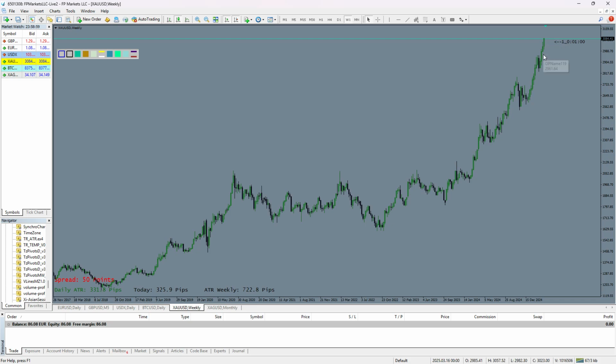Just buy gold. Buy for any reason. This low is taken out, buy. Saw this fair value gap, buy. Saw this order block here, buy. This low is taken out, buy.